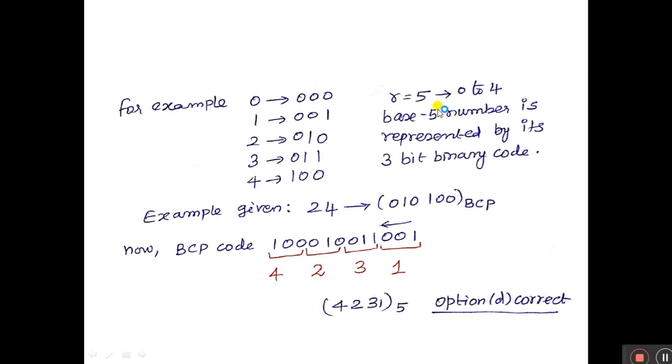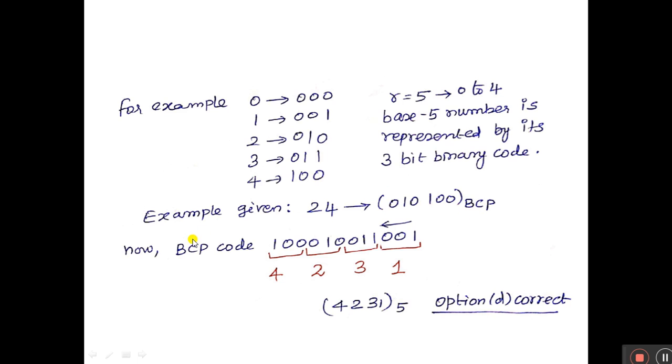They have given base 5, so base 5 means we can represent 0 to 4. They have given that each digit is represented in 3-bit binary code. So this 0 to 4 we can represent as 000, 001, 010, 011, 100. The example given in the question itself is 24: the value given is 010100. For 2 the value is 010. For 4 the value is 100.